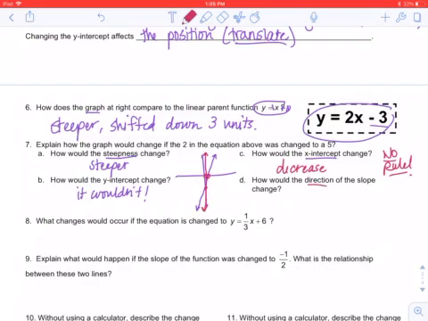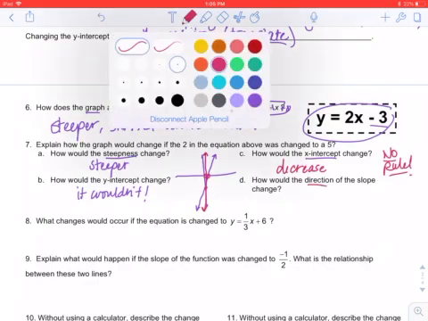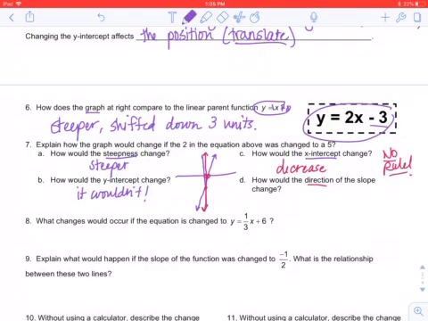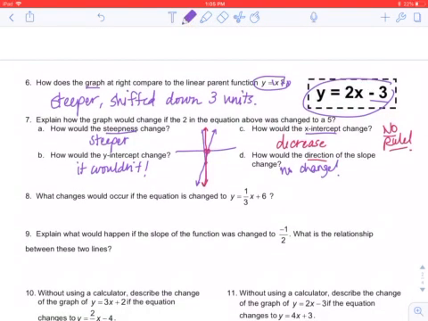Then it says, how would the direction of the slope change? Well, if I'm just changing it to a 5 from a 2, there'd be no change because it would still be a positive slope, okay? This is what changes would occur if the equation is changed to y equals 1/3 x plus 6. Well, again, if I'm starting at a 2 slope and going to a 1/3, it's going to get flatter, or you could write less steep. That's probably a little bit better English there. If I'm going from -3 to a 6, that means that it has been shifted up.